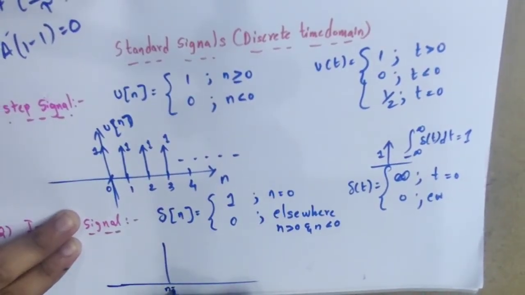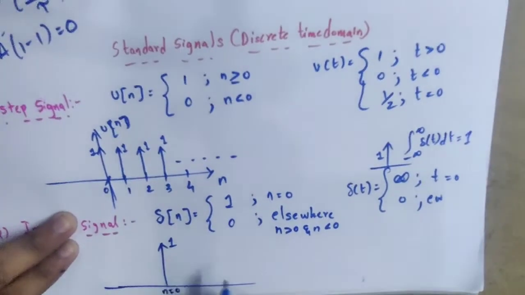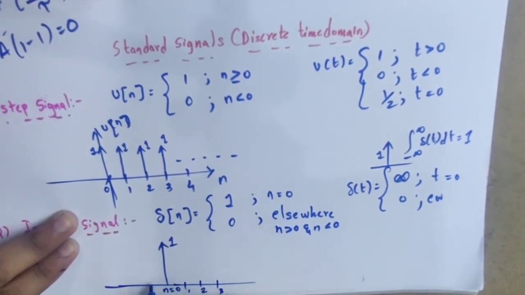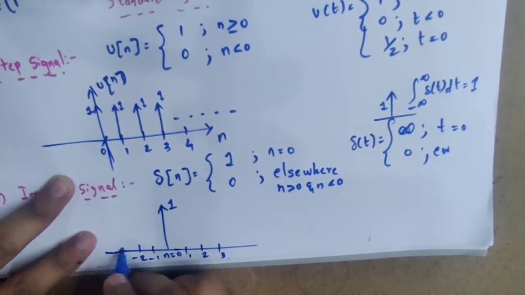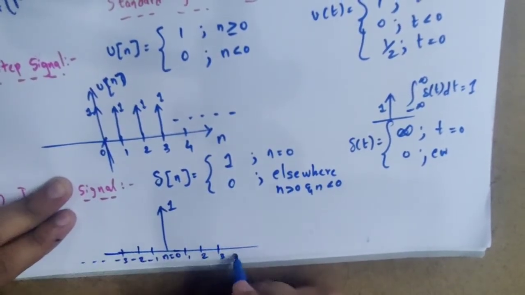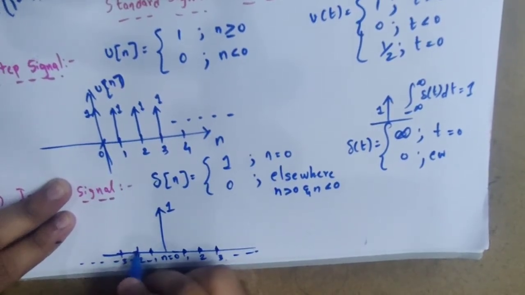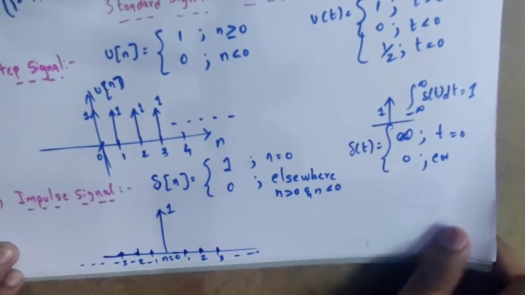I am taking this instant as 0 or origin. What is the amplitude value here? It is 1. Elsewhere at 1, at 2, at 3, at minus 1, minus 2, minus 3, at all these intervals, the amplitude is going to be 0, right? This is our impulse signal or impulse sequence.